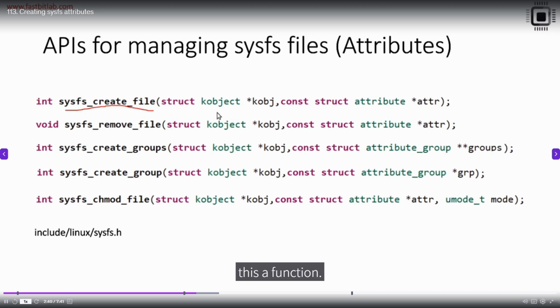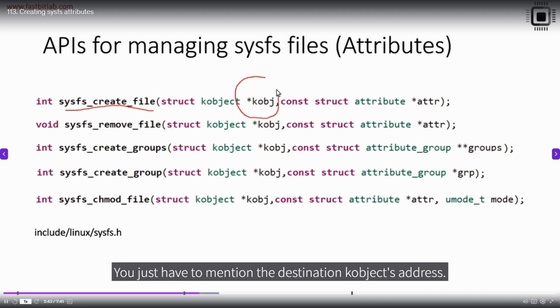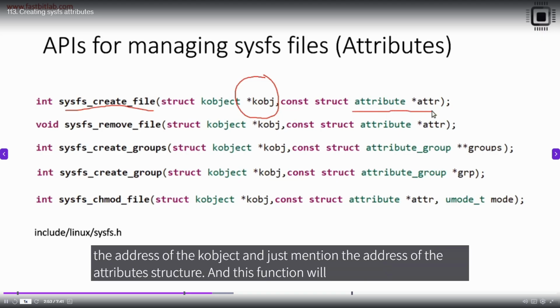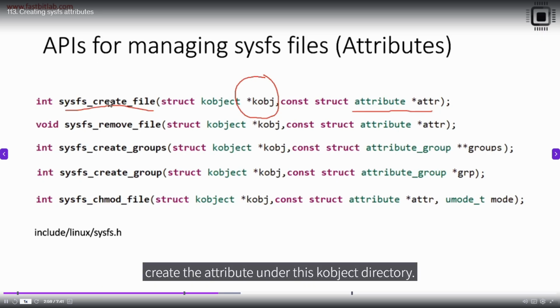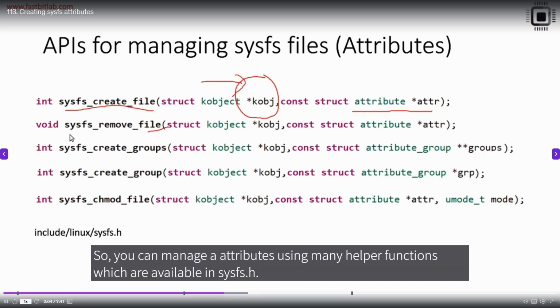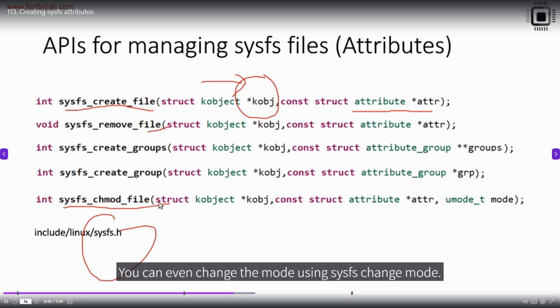Look at this function. It's very easy. You just have to mention the destination k-object's address. So remember, k-object is nothing but a directory in the sysfs. Just mention the address of the k-object and just mention the address of the attribute structure. And this function will create the attribute under this k-object directory. So you can manage attributes using many helper functions which are available in sysfs.h. You can even change the mode using sysfs_chmod_file. Alright, we'll see how to use them when we start coding.